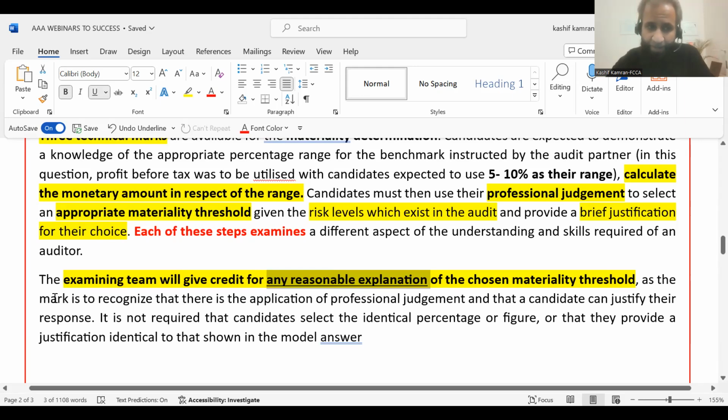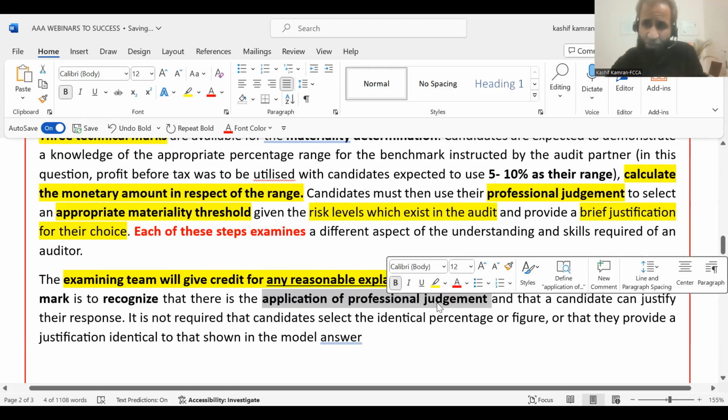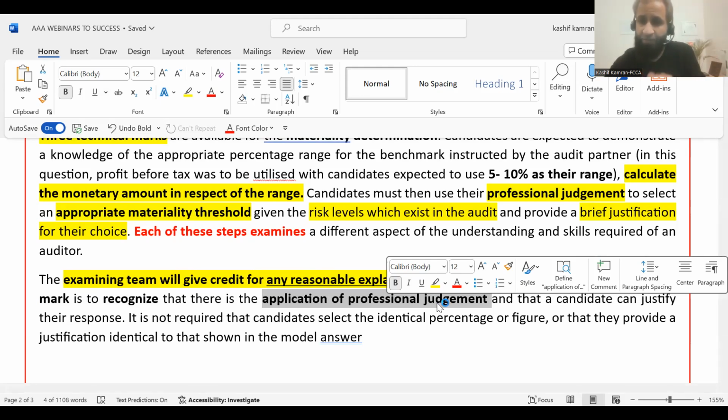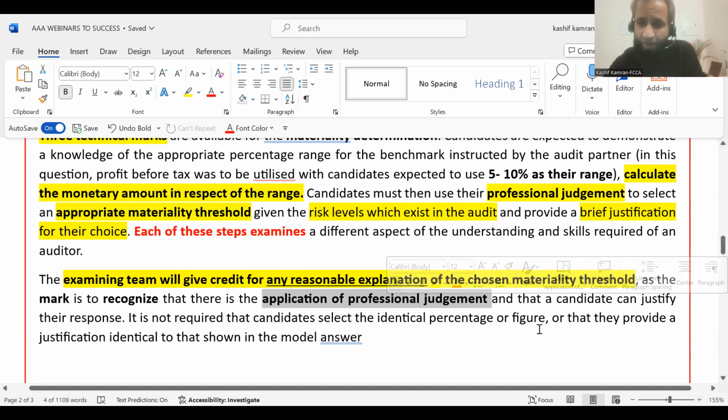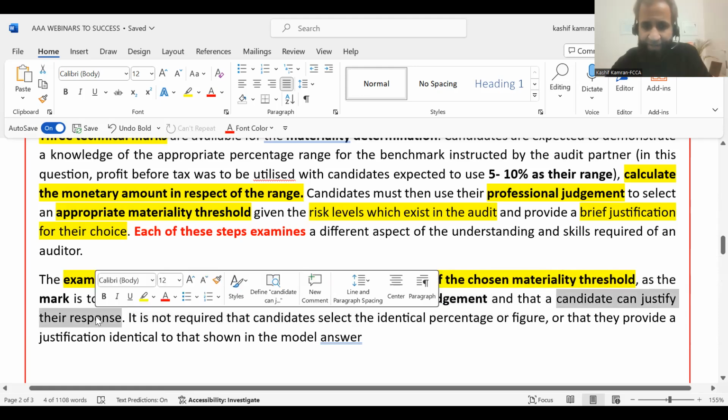So why are you getting marks? You're getting marks for the recognition that you applied the professional judgment. So if you applied the professional judgment as I did, 6%, and why? So I chose 6%. It was my judgment, and I justified my 6%. So that is what the examining team is looking for. And the candidate can justify their response, and you can justify why there is 6%.